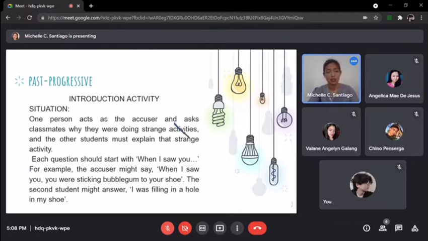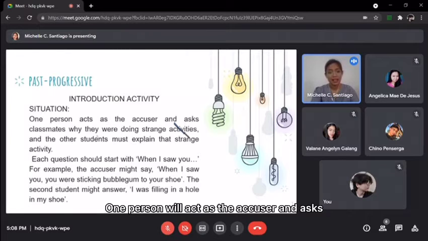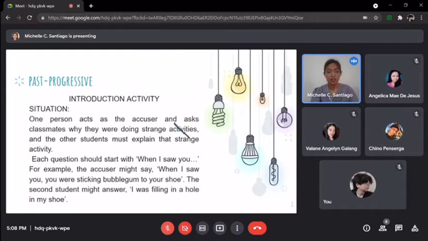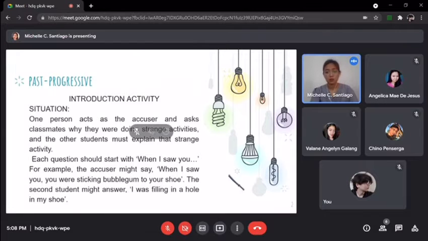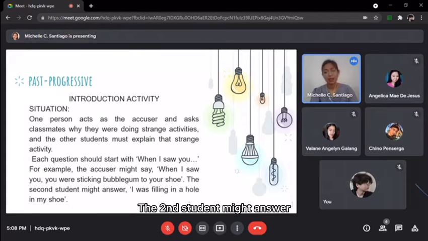Here is the situation. One person will act as the accuser and ask his classmates why they were doing strange activities, and the other students must explain that strange activity. Each question should start with, "When I saw you." For example, the accuser might say, "When I saw you, you were sticking bubble gum to your shoe." The second student might answer, "I was filling in a hole in my shoe." So I'll be giving you about 3 minutes to prepare for this activity.